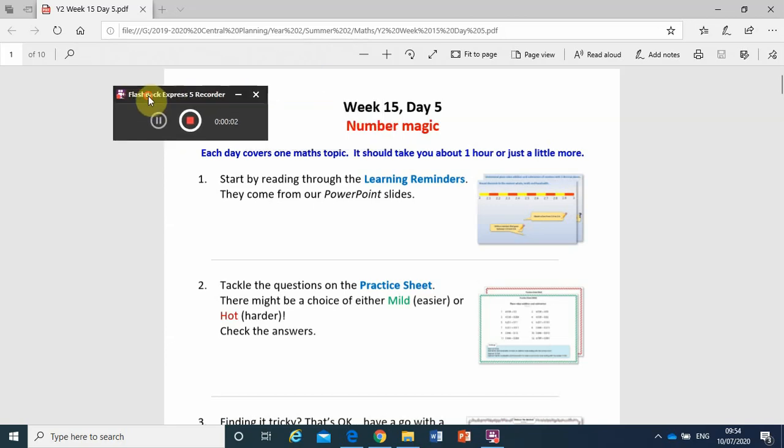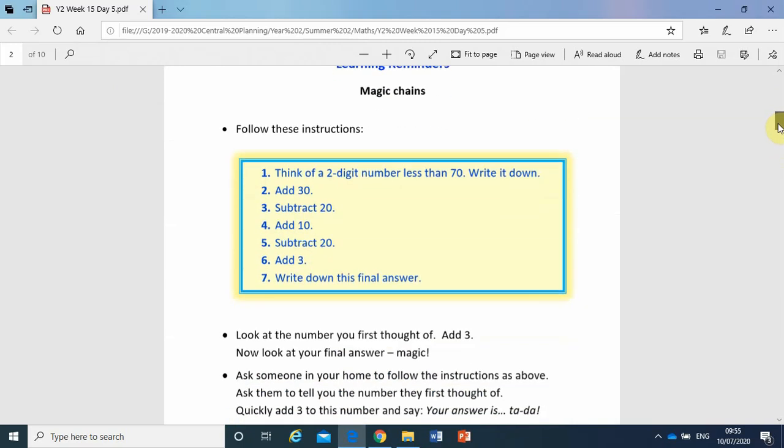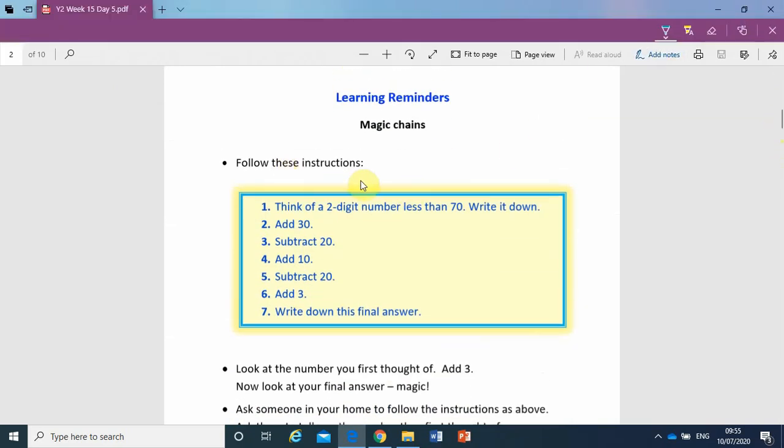Hello Year 2, welcome to our final day of our online activities and we're going to finish off with some number magic. You know how much I love magic. So here we are, learning reminders. Follow these instructions. You might need a pencil to do it, that's fine.